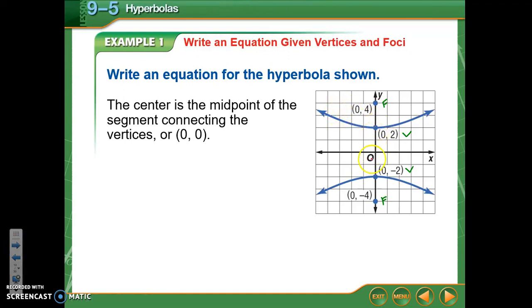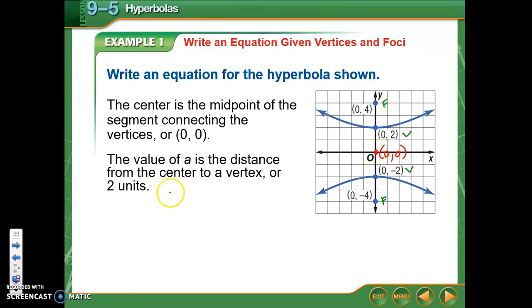The center is the midpoint of the line that connects my vertices. So in this case, my hyperbola is centered at 0, 0. So that's my center. The value of A is from the center to a vertex. So A equals 2 units here from the center to my vertex.